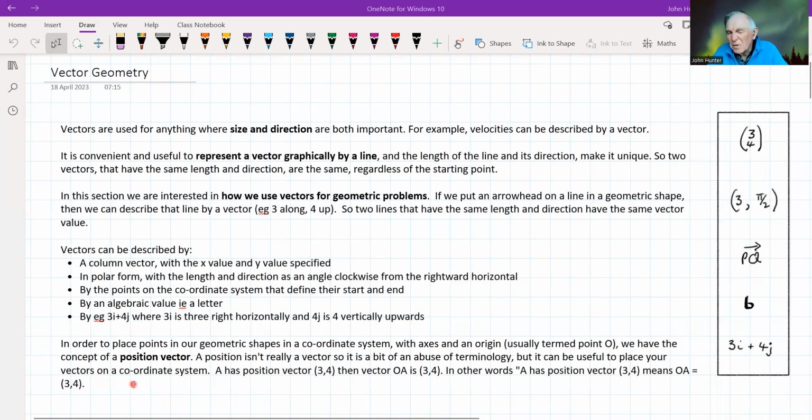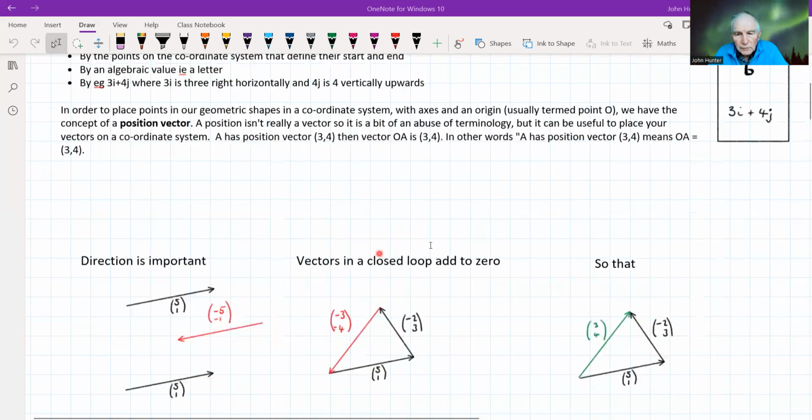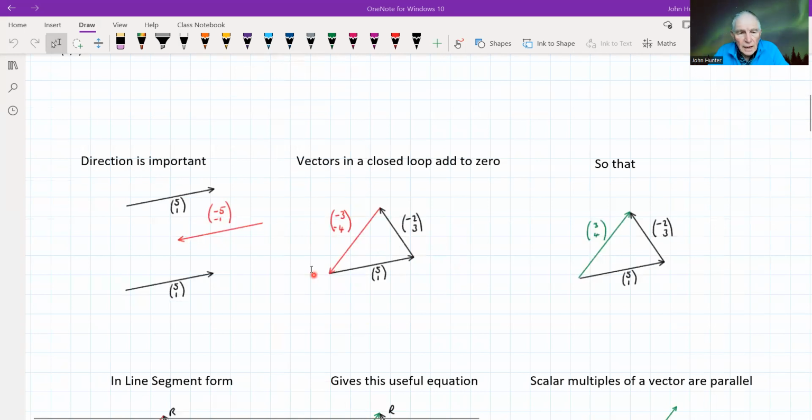So it's a bit of an abuse of terminology, really, because a position is a position. It's not a vector, really. But anyway, that's what it kind of means, and it means we can define a coordinate system, and that can be useful in some problems. Okay, so let's have a little bit of a browse through some of these ideas then.